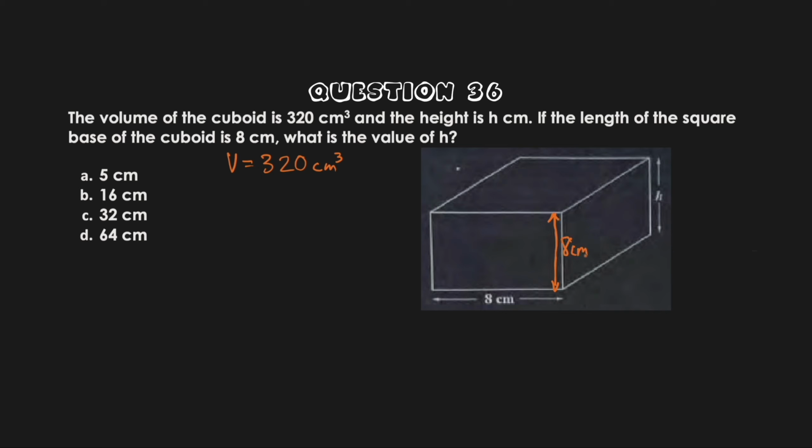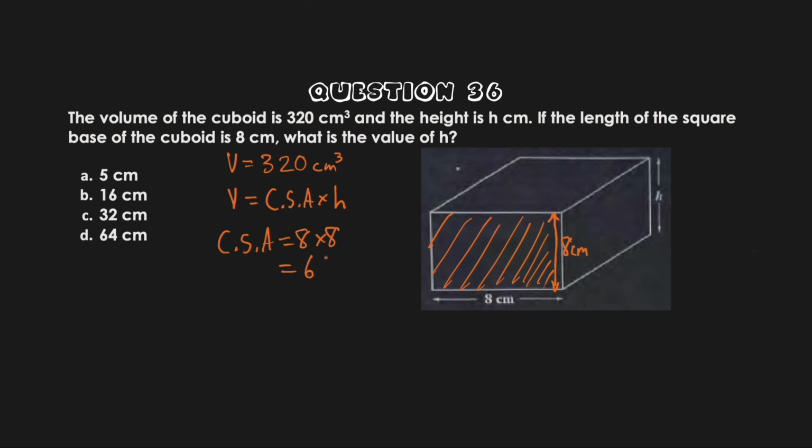So 8 centimeters here. Now, volume is equal to cross-sectional area times the perpendicular height, which represents the volume for a prism. So our cross-sectional area in this case would be equal to this here. So how do we find the area of this? This is going to be equal to 8 times 8. Now 8 times 8 is 64 centimeters squared. So now we can substitute. Since our volume is 320, we could say 320 is equal to the cross-sectional area, which is 64, multiplied by the height.